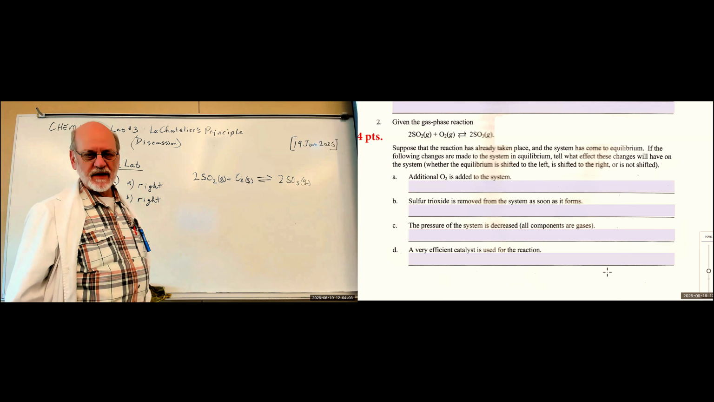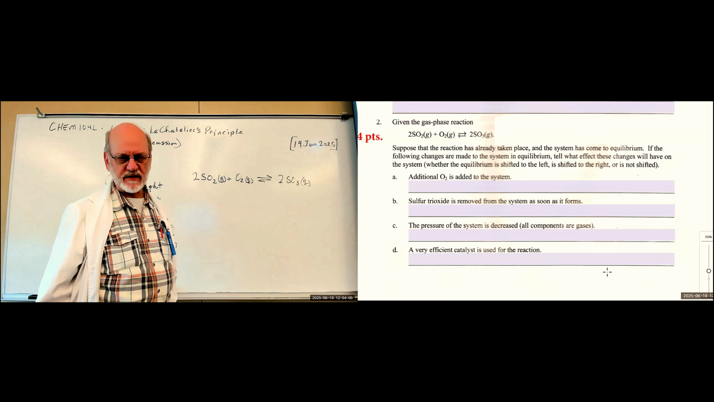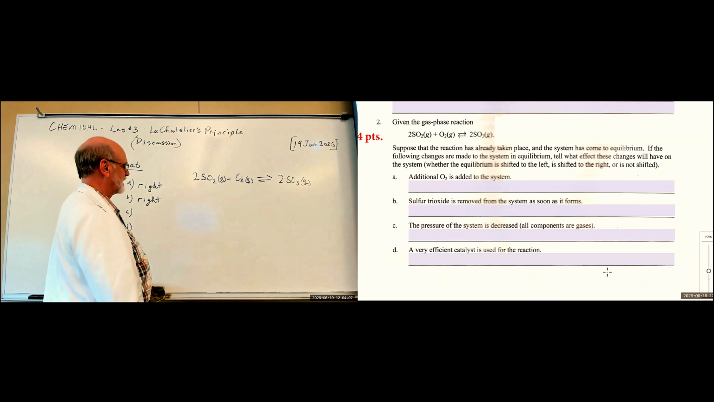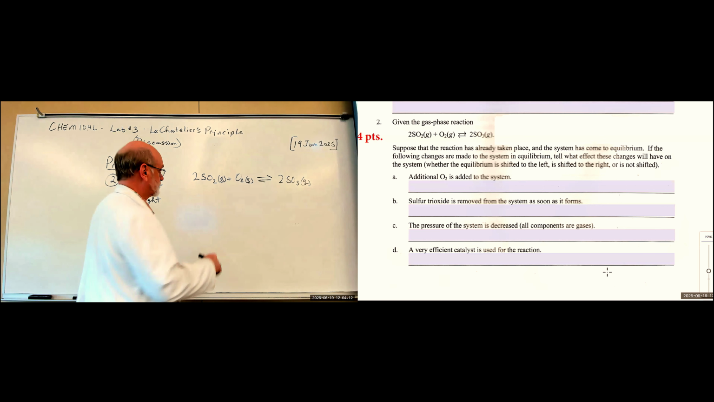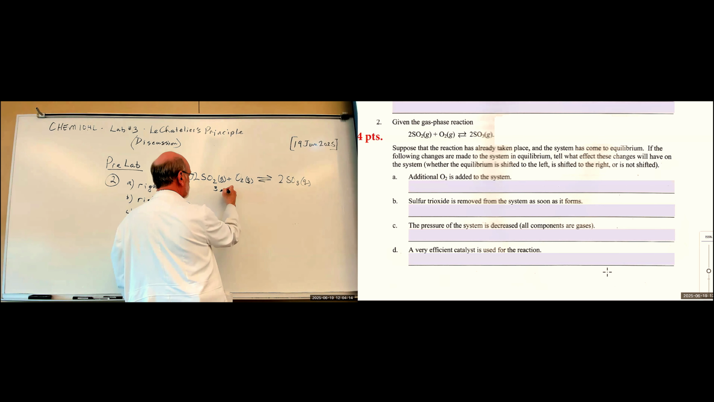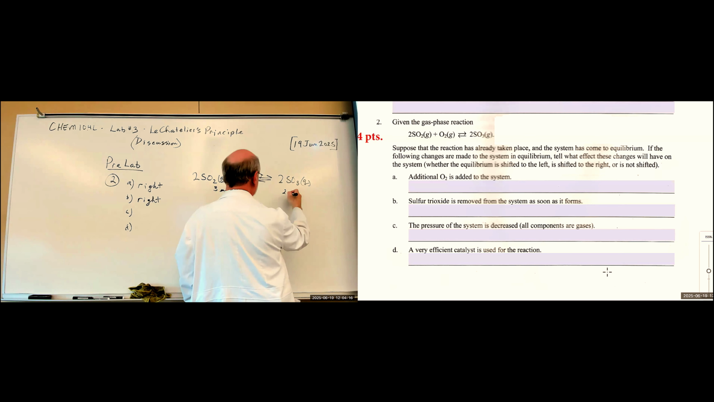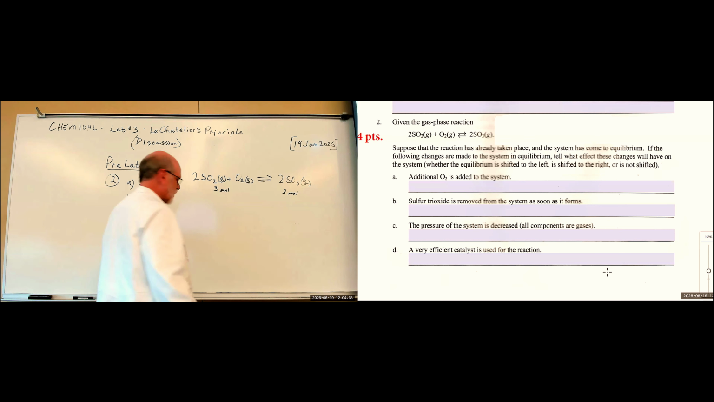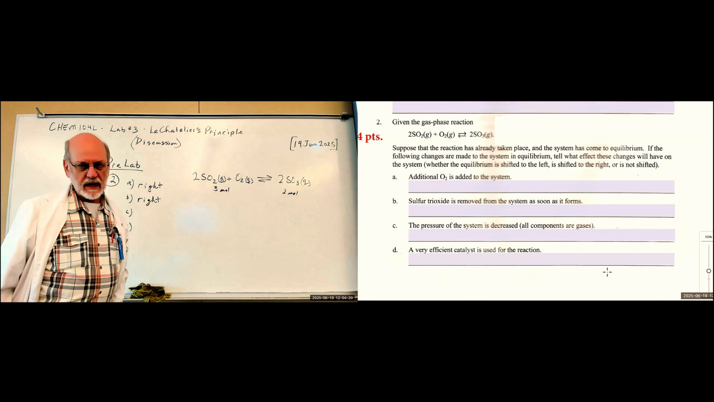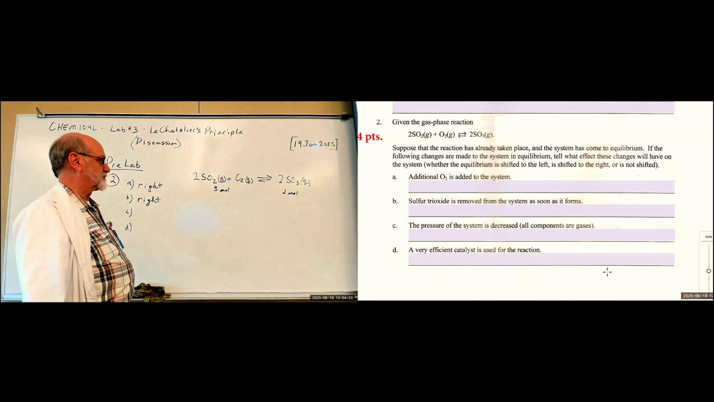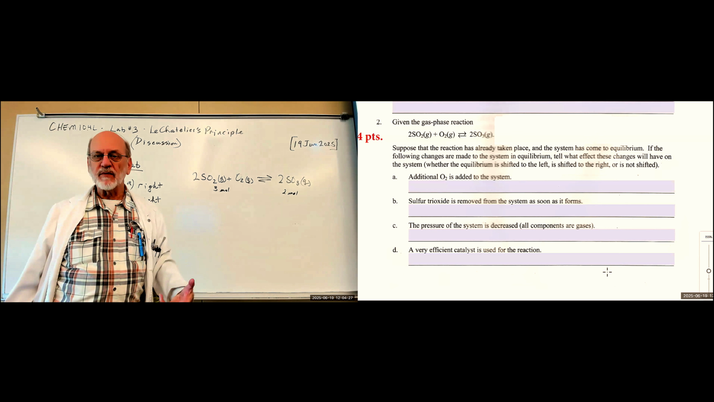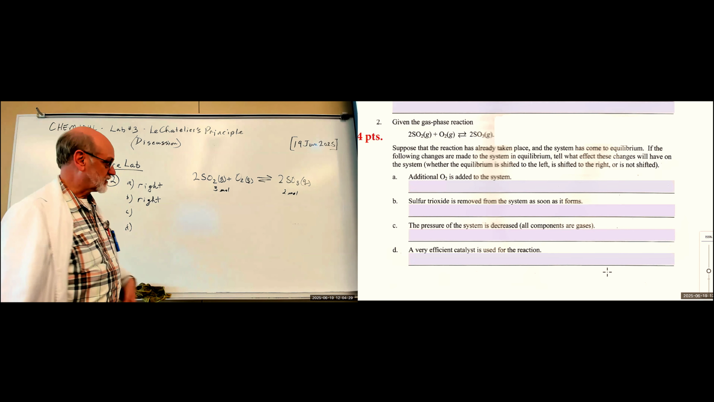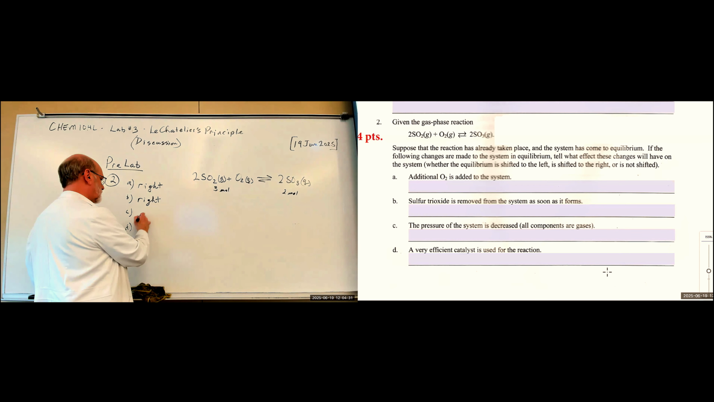How about C? The pressure of the system is decreased. What we have to do first is evaluate the moles. So this has 3 moles of gas and this has 2 moles. So if we decrease the pressure, the response is going to be to increase the number of moles. So decreasing the pressure shifts left.